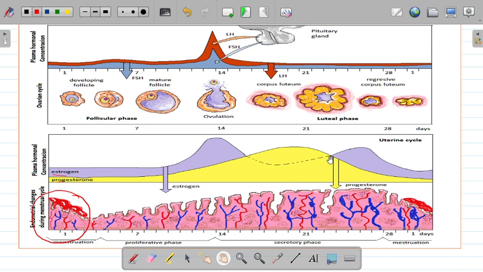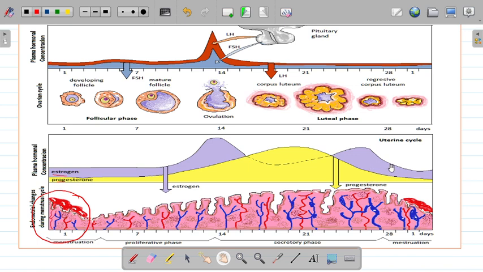Then, as time goes by, there is no fertilization. If there's no fertilization, what happens? Corpus luteum starts to shrink, and as it shrinks, progesterone levels start to decrease. The decrease in progesterone levels will spike the rise of estrogen. Will basically trigger the rise of estrogen levels in the body.